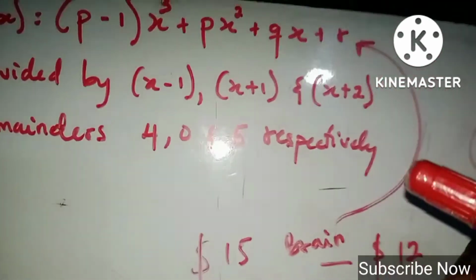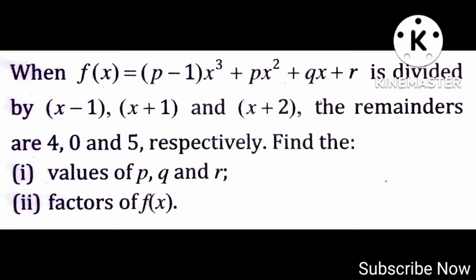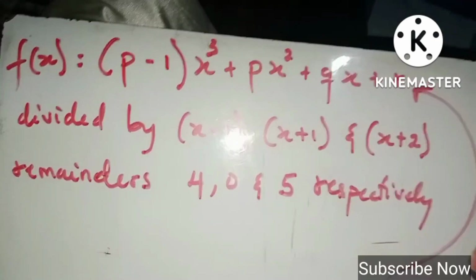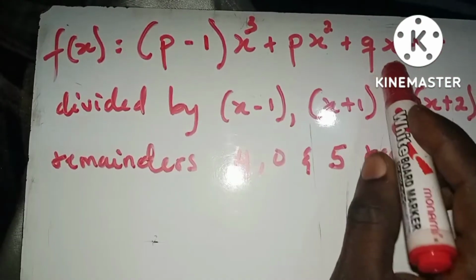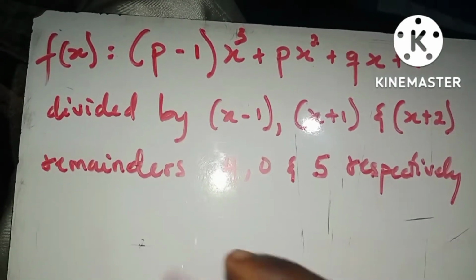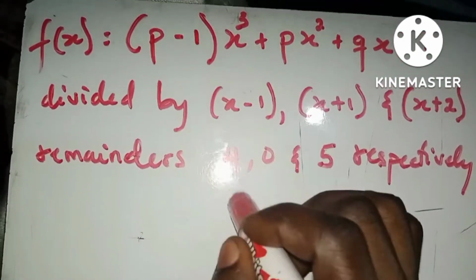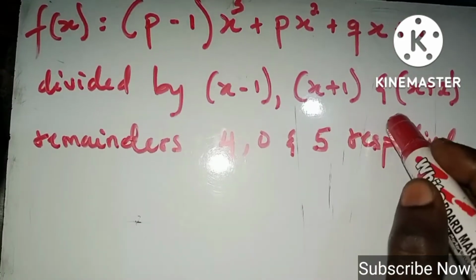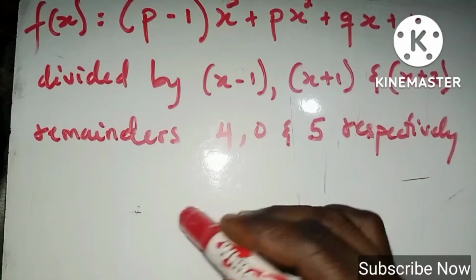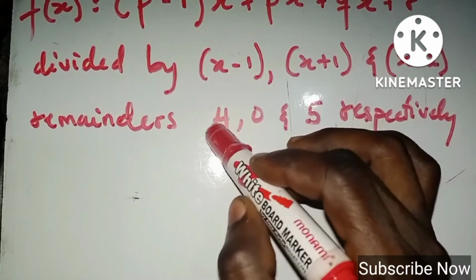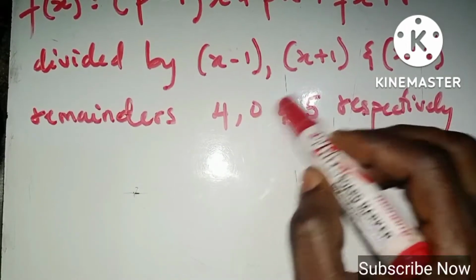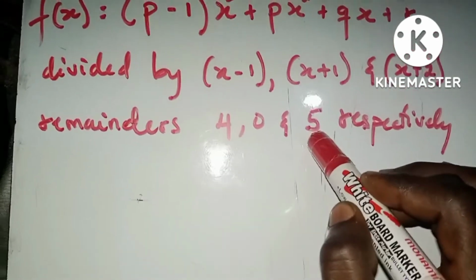All right, so let's have a look at a pure question. According to the question, we are given this to be the polynomial function, right? This is what we are dealing with, and this polynomial function is being divided by x minus 1, x plus 1, as well as x plus 2, and they leave remainders of 4, 0, and 5 respectively. So let's say this one leaves a remainder of 4, this one leaves a remainder of 0, and this one finally leaves a remainder of 5, right?